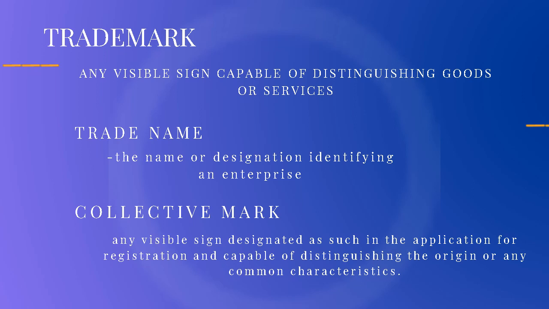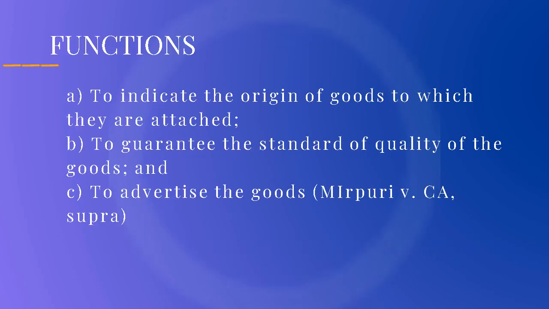What is a trade name? A trade name or designation is a name or a designation identifying an enterprise. What is a collective mark? A collective mark is any visible sign designated as such in the application for registration and capable of distinguishing the origin or any common characteristics.